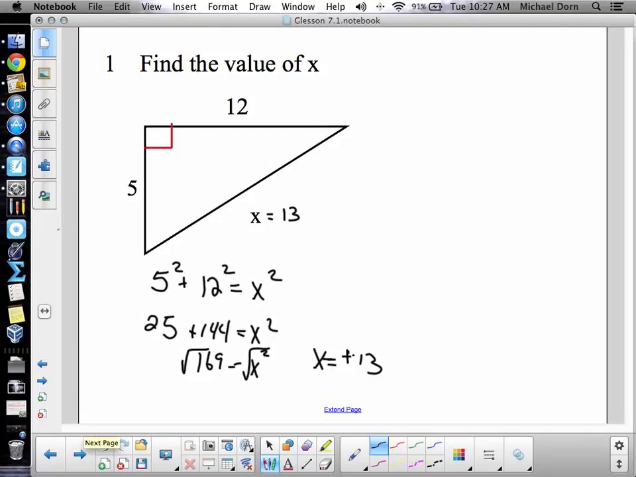Now notice that those side lengths, 5, 12, and 13, make up a right triangle. We call that 5, 12, 13. We call that a Pythagorean triple, because that's a set of 3 whole numbers, no decimals, no fractions, no anything like that, for which a squared plus b squared equals c squared.